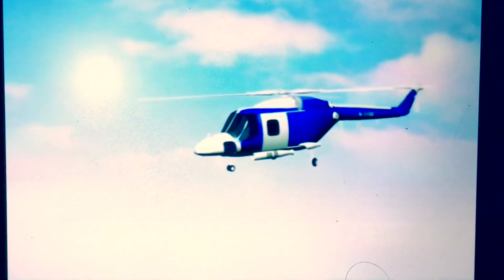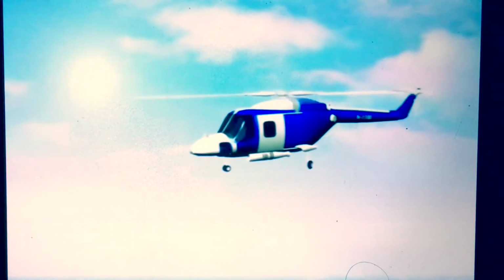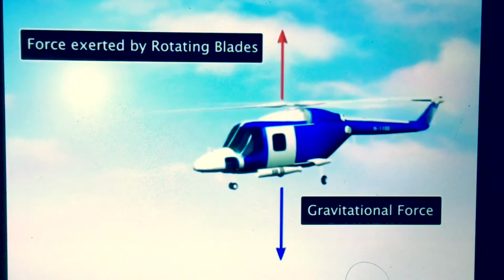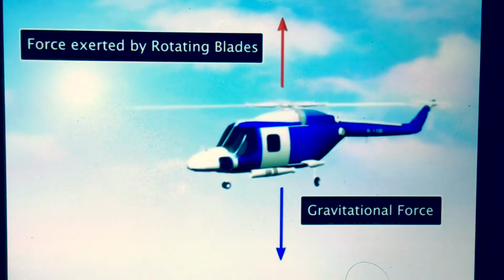How does a helicopter remain hovering in the air? The force of gravity pulls it down, but the downward push of the rotating blades on the air balances the weight of the helicopter, keeping it steady in one place.